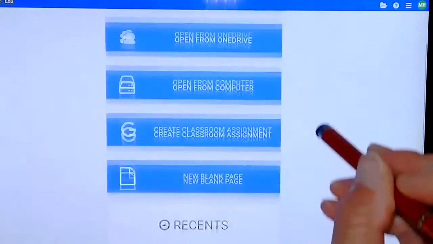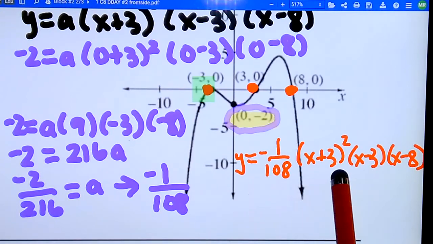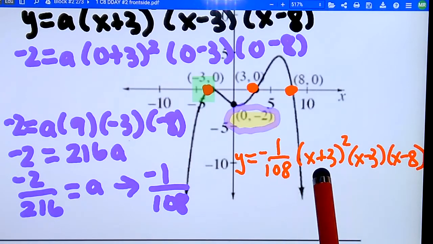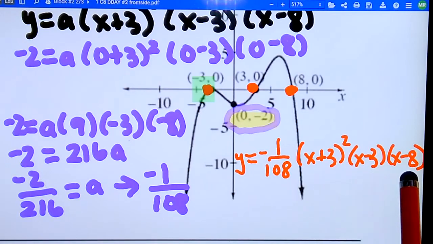One more time, sorry. So we're going to have y equal -1 over 108, x plus 3 squared, x minus 3, x minus 8.